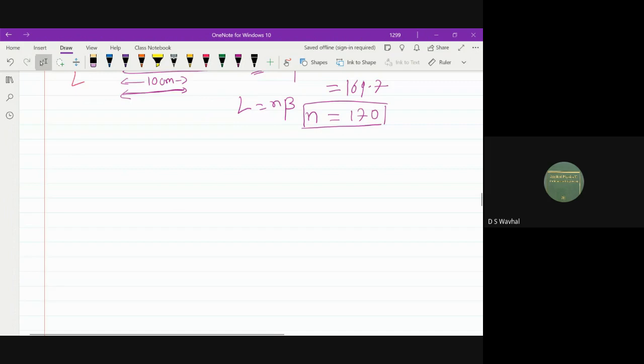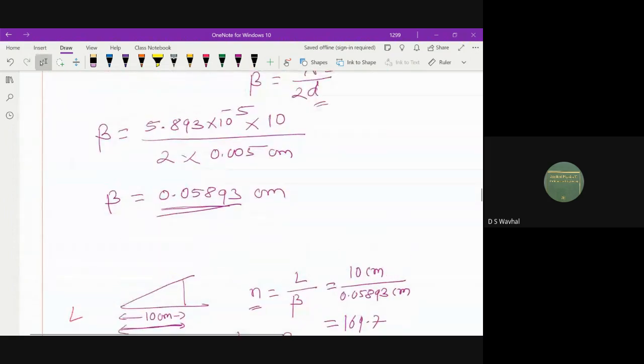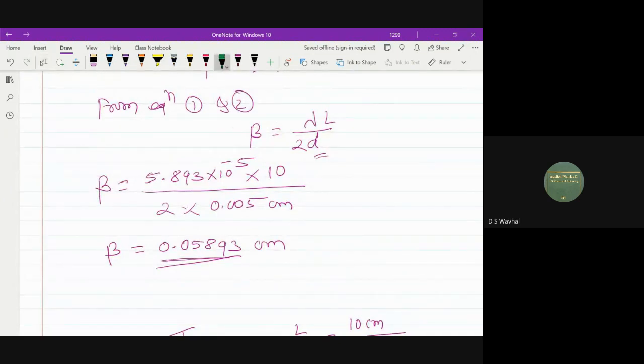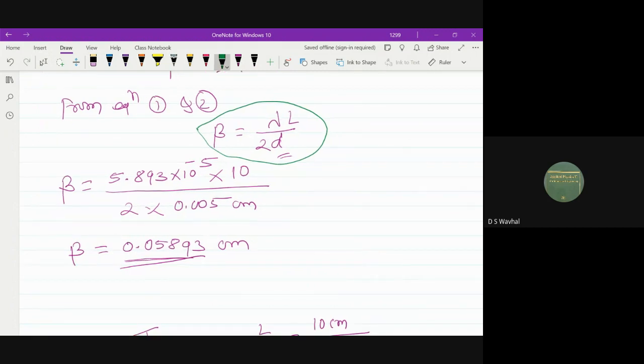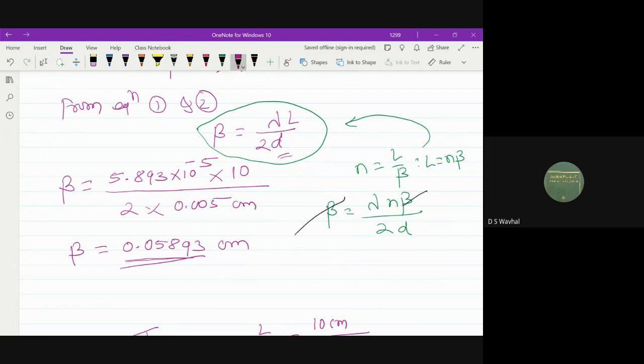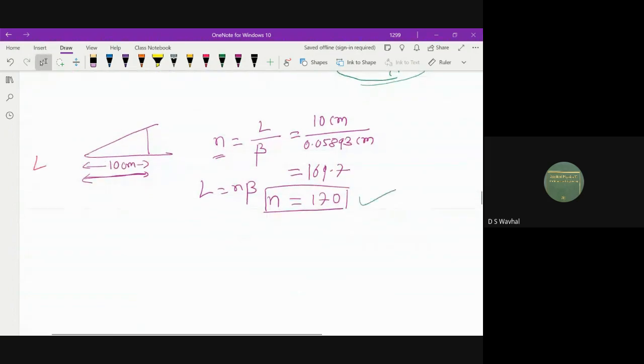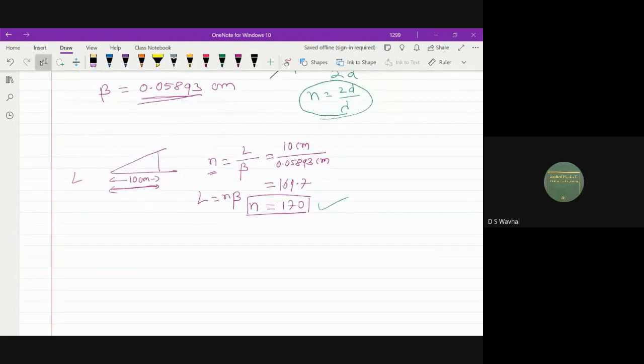There is another way to solve this problem, if you are interested. See, here you got the beta, but we know that n equals L upon beta, so L equals n beta. Let us substitute this in this equation. So we get beta is equal to lambda into n beta divided by 2d. This beta will cancel, and what you get is n equals 2d by lambda. By this equation also, you will get the same number, 170. So you can use any.